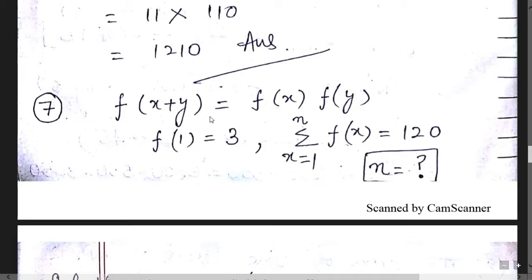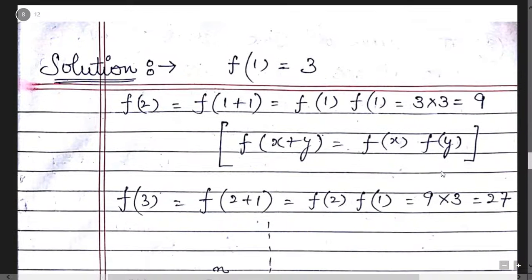f of x plus y is equal to f of x into f of y, and f of 1 is equal to 3. Also it's given that sigma x equal to 1 to n, f(x) is equal to 120, and you have to calculate the value of n. Let us start first of all with the series. Now f1 is given to you. Now how to calculate the other values? Basically f2, f3 up to fn. This content is required from the equation.